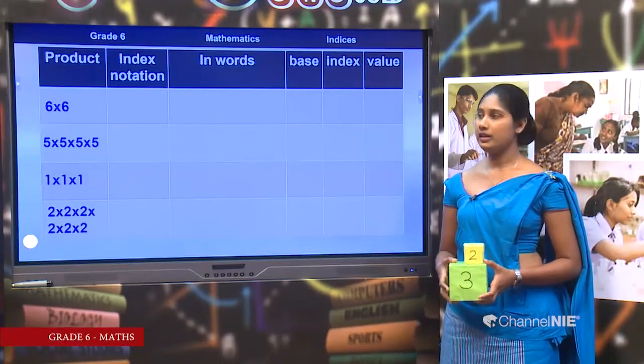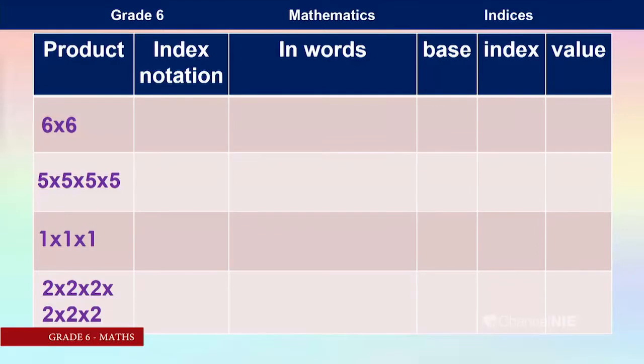Okay, here there's a table. We have to complete it. Here, the first one I have given to you, the product, and you have to write it using index notation and in words, and what is the base and index. Finally, you have to write the value. First one, that is 6 into 6, in index notation, 6 to the power 2. In words, what is another way we read this? That is 6 squared. Then base is 6 and index is 2.